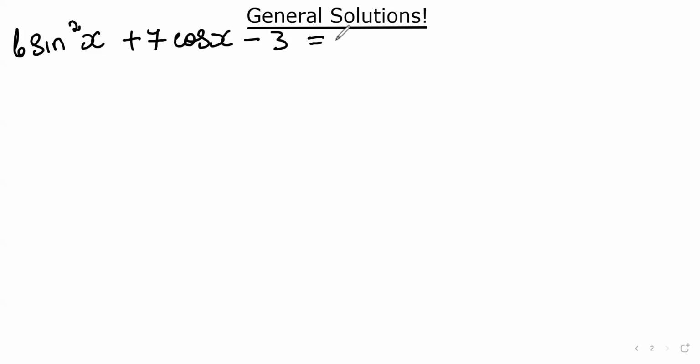Now, what about this one? Let's say they ask you to please find the general solution of this equation. So you have 6 times the sine squared of x, and this is added to 7 times cosine x minus 3, and you say this is equal to 0. So we need to solve this, all right?